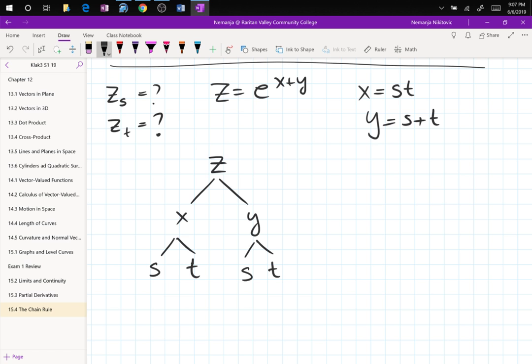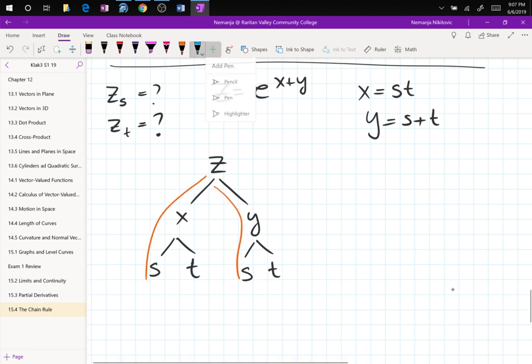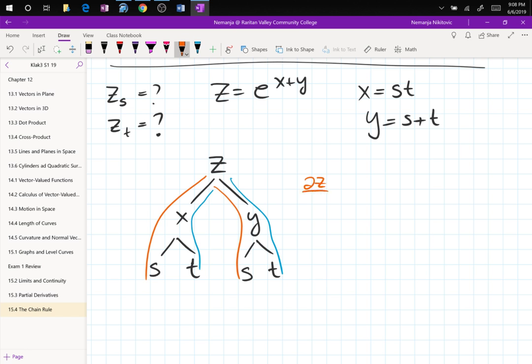When you are at the bottom layer, you have the world of S and the world of T, and this is why they're asking for separate ones, right? Because you can only make an orange branch go from Z to S and a blue branch go from Z to T. So my orange branch, partial Z, partial S, which is your Z_S. That's partial Z, partial X, partial X, partial S, going down the first orange branch, plus partial Z, partial Y, partial Y, partial S, going down the second branch.